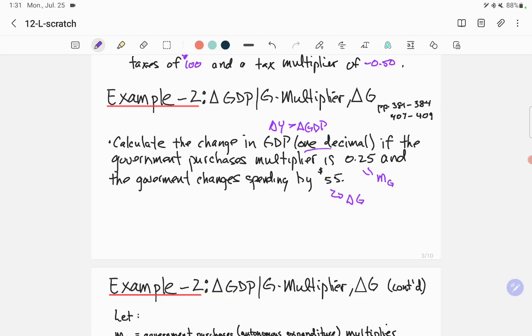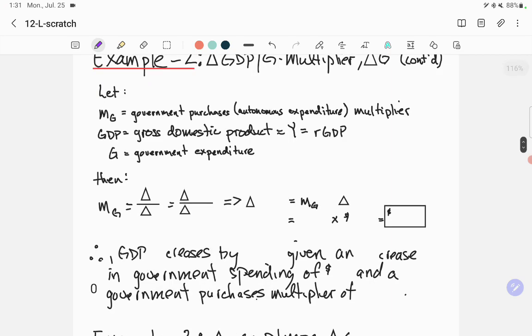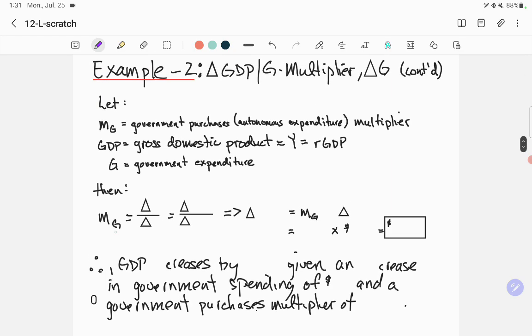I've said it before, I'll say it again. I always like to make sure that I note the actual variable names before I do a calculation. It helps for my organization. So, the autonomous government spending expenditure multiplier is equal to the change in GDP, or it could be the change in Y, same, given a change in government spending.